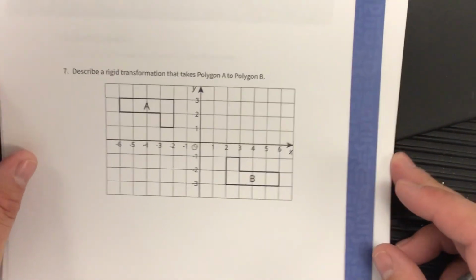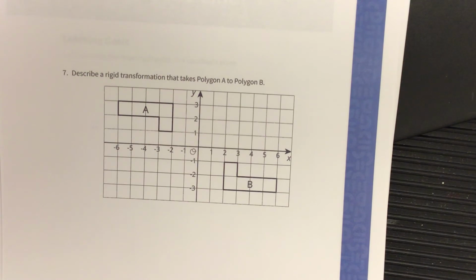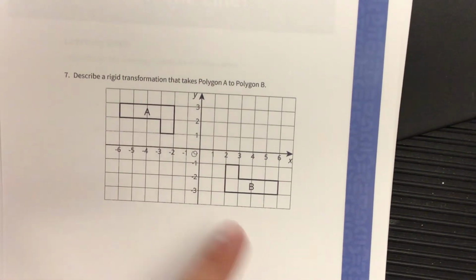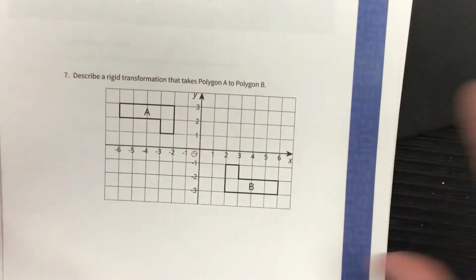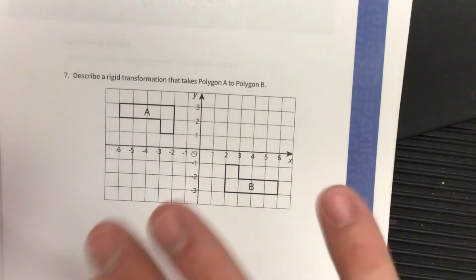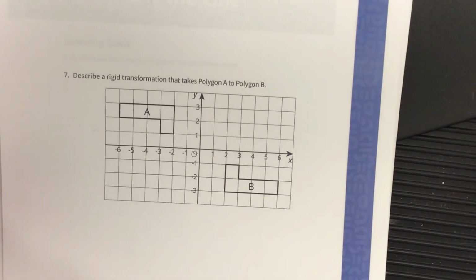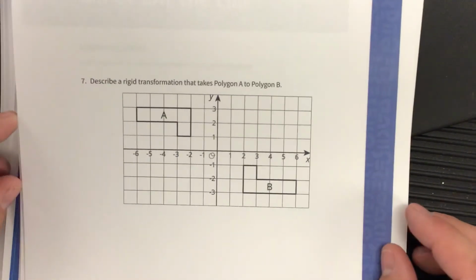Again, question 7, dealing with translations or rotations or reflections. Just try it. How can you get from A to B? What happened to get you from A to B? Did it slide? Did it reflect? Did it rotate? See if you can answer that one. Do the best you can on 7.